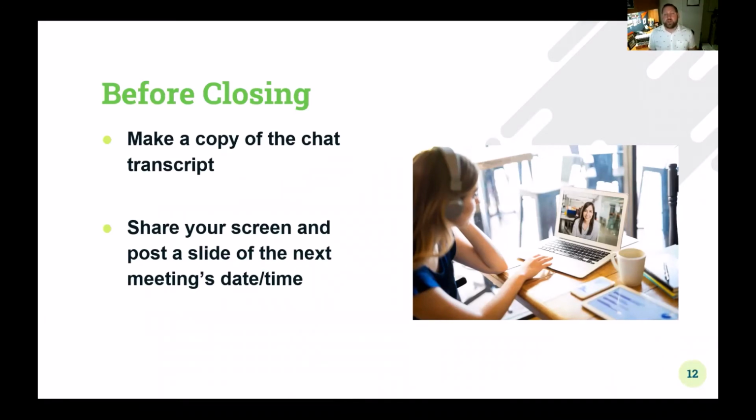And then secondly, share your screen and post a slide of the next meeting date and time. You can share your screen and just put up a simple slide like I have up right now with, our next meeting is on this date at this time. I'm going to send out a Zoom link soon, and thank everybody for coming to the meeting. Okay. It's a simple thing that you can do, and it's really nice and helpful.